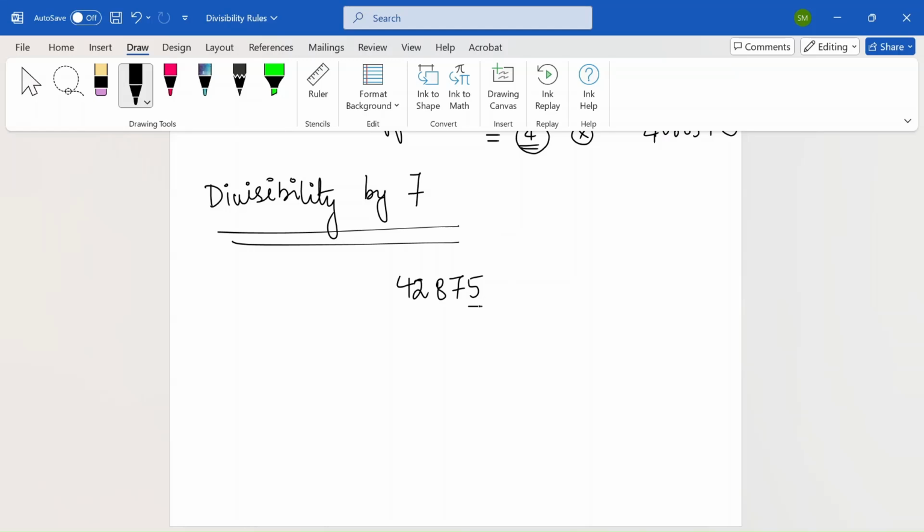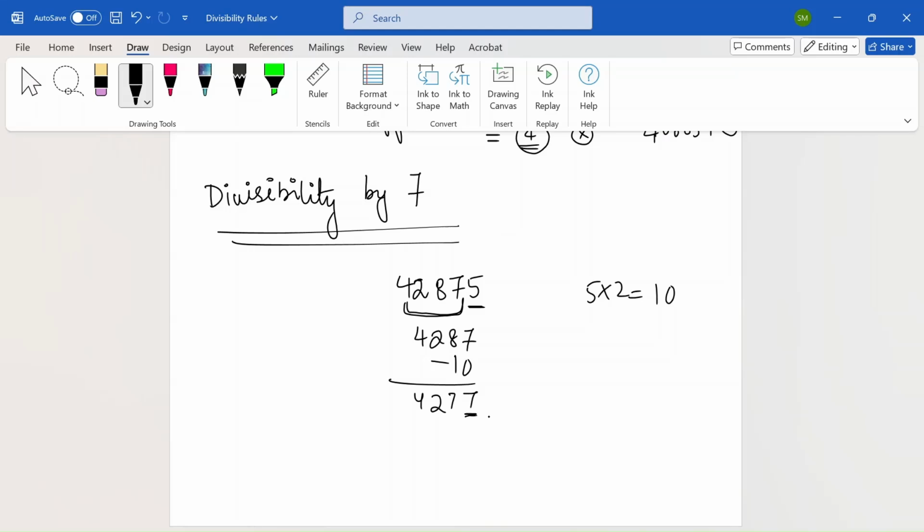We take the last digit and we double it. Okay. We took the last digit, which is 5. I doubled it. How? 5 into 2, which is 10. Now, whatever I have got after doubling the last digit, I have to subtract from the remaining number. So, subtract from the remaining number 4287. I subtracted the doubled digit. So, what is my answer? 4277.